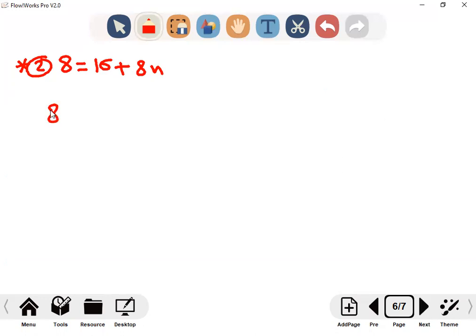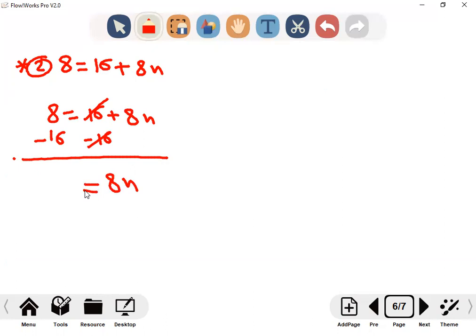So here 8 equals 16 plus 8n minus 16 minus 16. Still here, 8n equals 8 minus 16, which is minus 8. I want the value of n beside it, so divide by 8. So minus 8 divided by 8 will give it. So n equals, you can say minus 8, you can say negative 8.